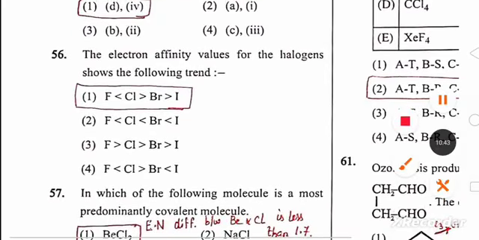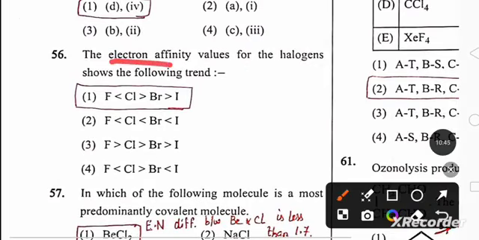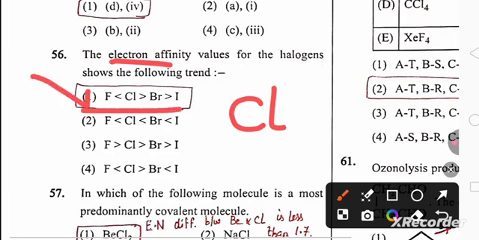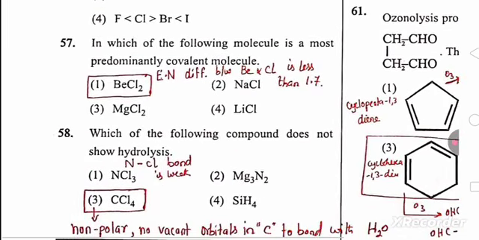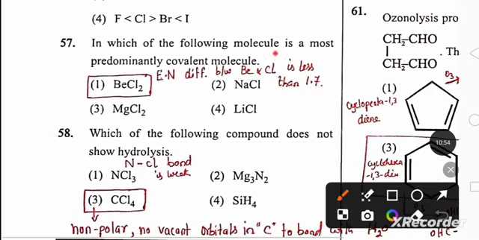The electron affinity. We know in the whole periodic table, the highest electron affinity can be found in chlorine, not in fluorine. So accordingly, option 1 is the right answer for this question. 57th question. In which of the following is the molecule most predominantly covalent?